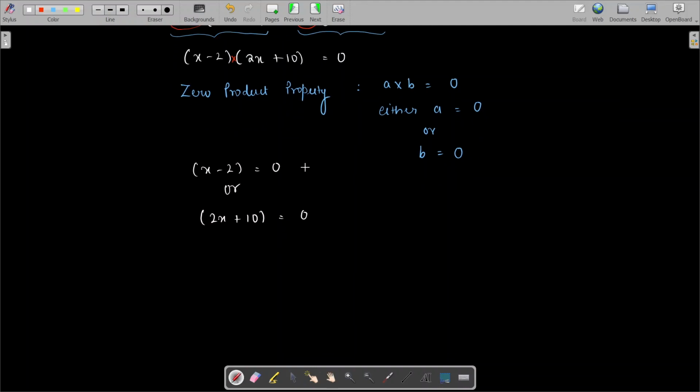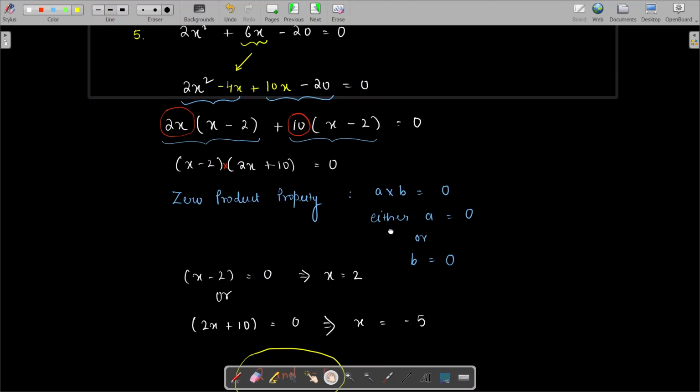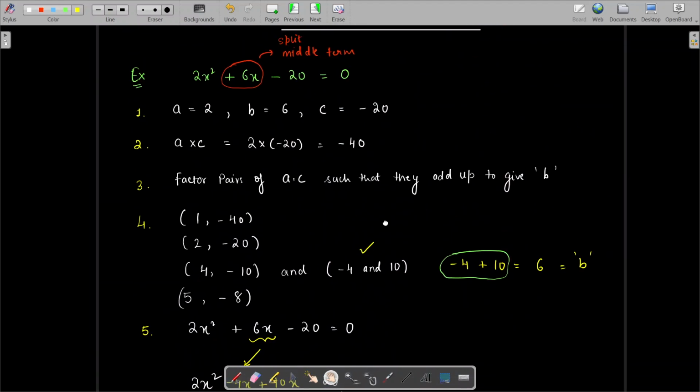If x minus 2 is equal to 0, that means x is equal to 2, and if 2x plus 10 is equal to 0, that means x is equal to negative 5. And these are the two solutions to our given quadratic equation: 2 and negative 5. You can verify your answer by substituting 2 and negative 5 in the original equation.